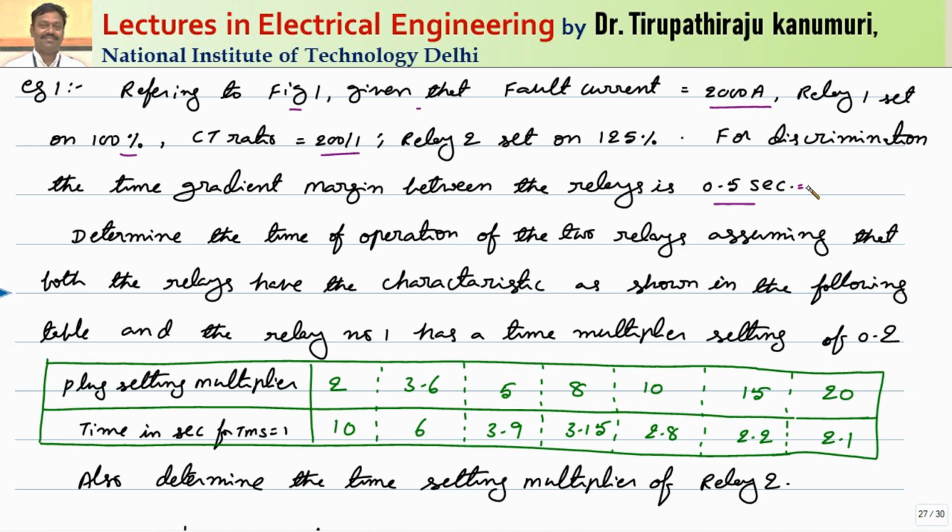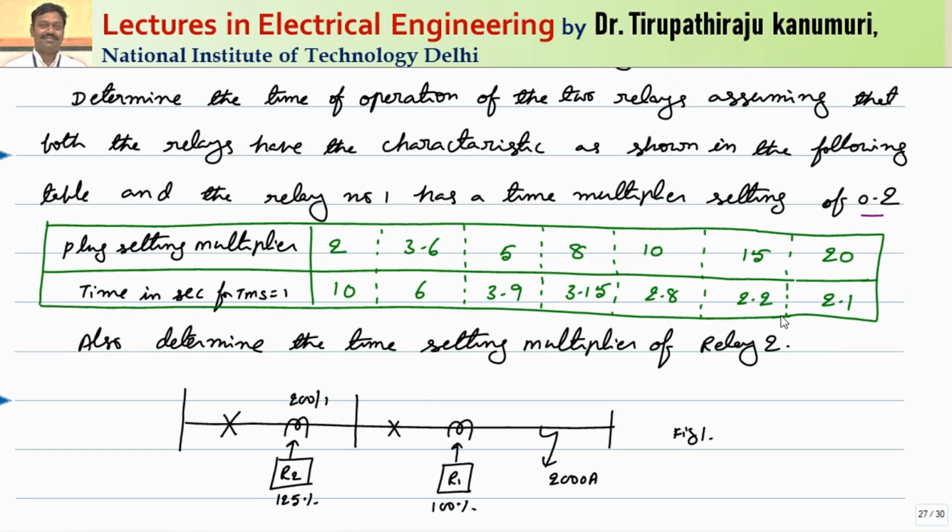So this is called a time graded protection, which we have discussed previously. Determine the time of operation of the two relays, assuming that both relays have the characteristic shown in the following table and relay number 1 has a time multiplier setting of 0.2. The time multiplier setting of relay number 1 is already provided as 0.2.